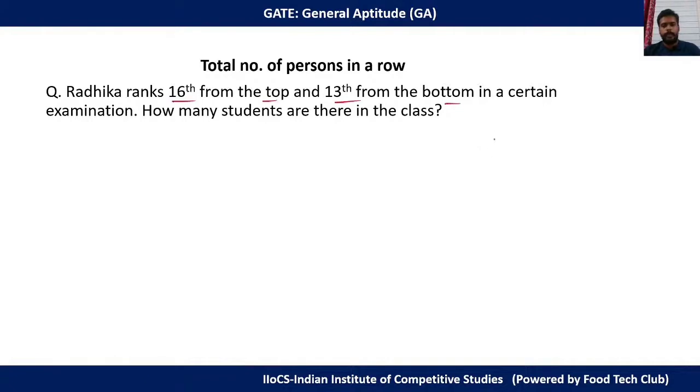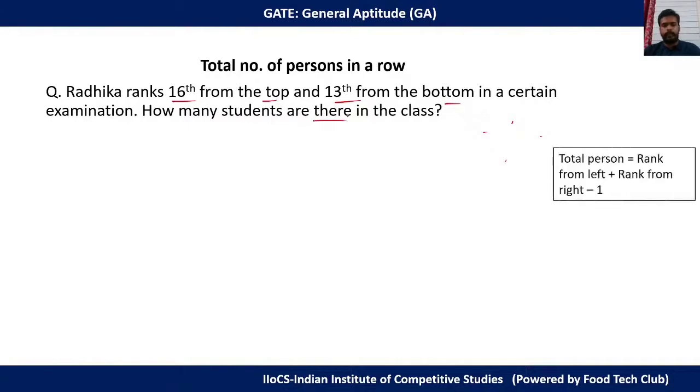Okay, either it is left to right, right to left, or top to bottom, the formula remains the same. How many students are there in the class? I have to find out the total. So what will the formula be? Again, the same formula will be applied here. Total persons is equal to rank from left plus rank from right minus 1.